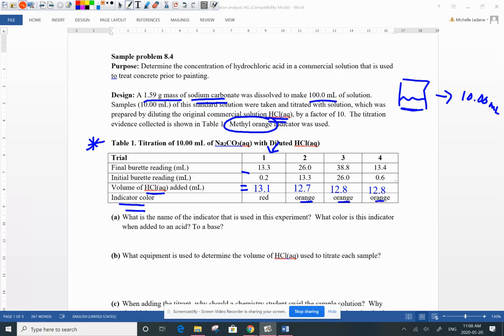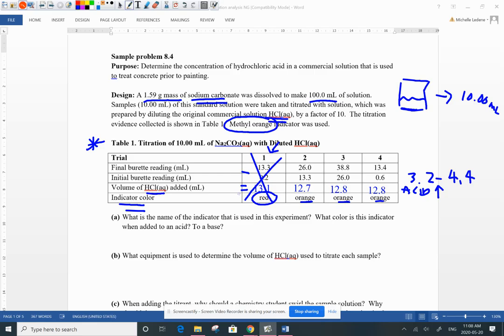When you select an indicator, you're always looking for the dash, right? Like 3.2 to 4.4. 4 would be orange. That's the in-between value there. So you can see this guy doesn't belong either, right? He is the too acidic end of the spectrum. So obviously you added too much here. We say that you overshot your endpoint. So that guy is a no-go.